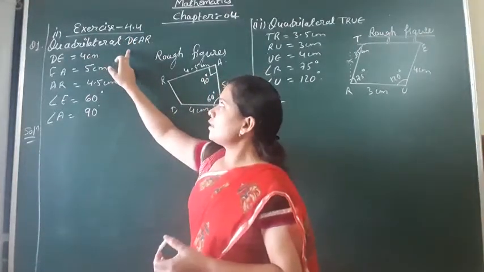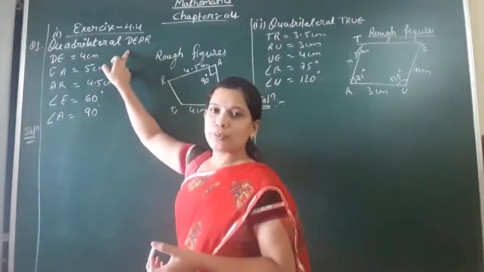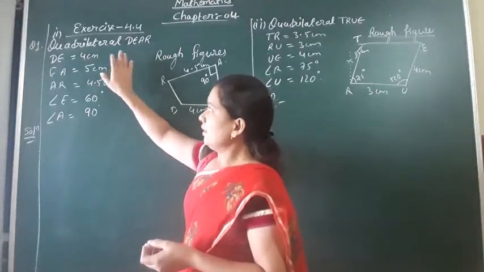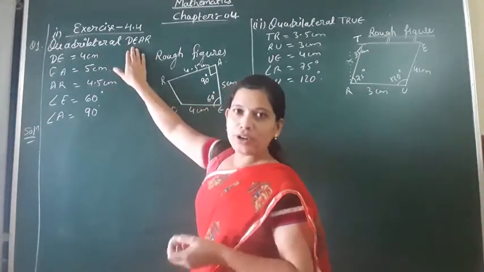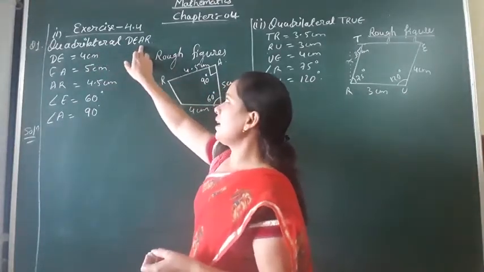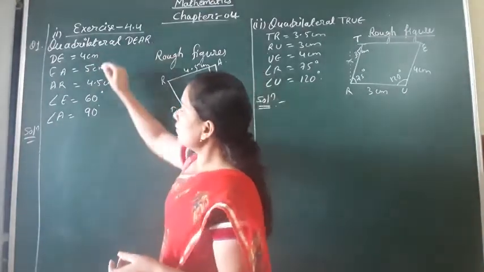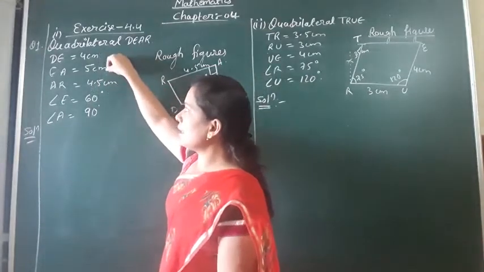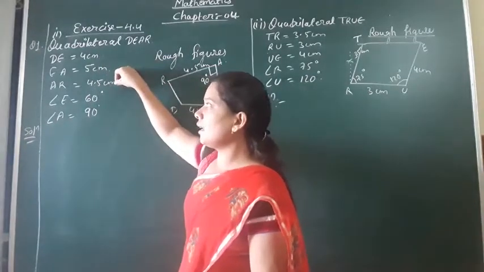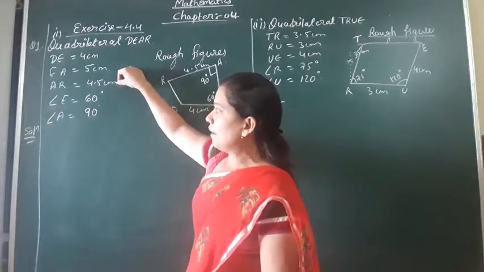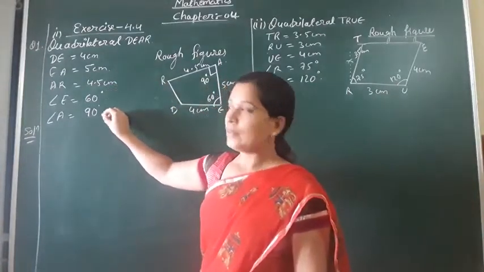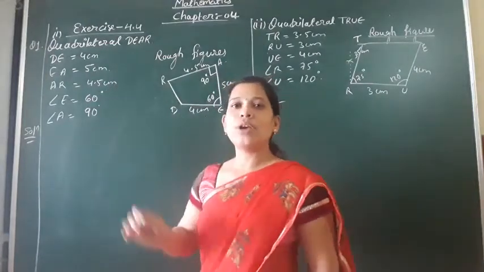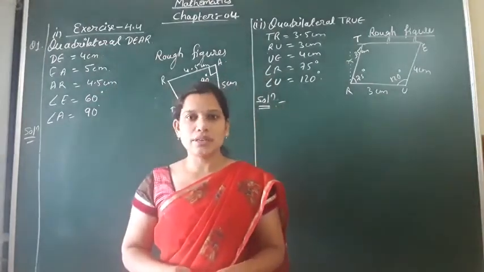So what does exercise 4.4 from chapter number 4, Practical Geometry, say? In this, we have to construct a quadrilateral named DEAR. The measurements given are DE is 4 cm, EA is 5 cm, AR is 4.5 cm, angle E is 60 degrees and angle A is 90 degrees. With the help of these measurements, we have to construct the quadrilateral.